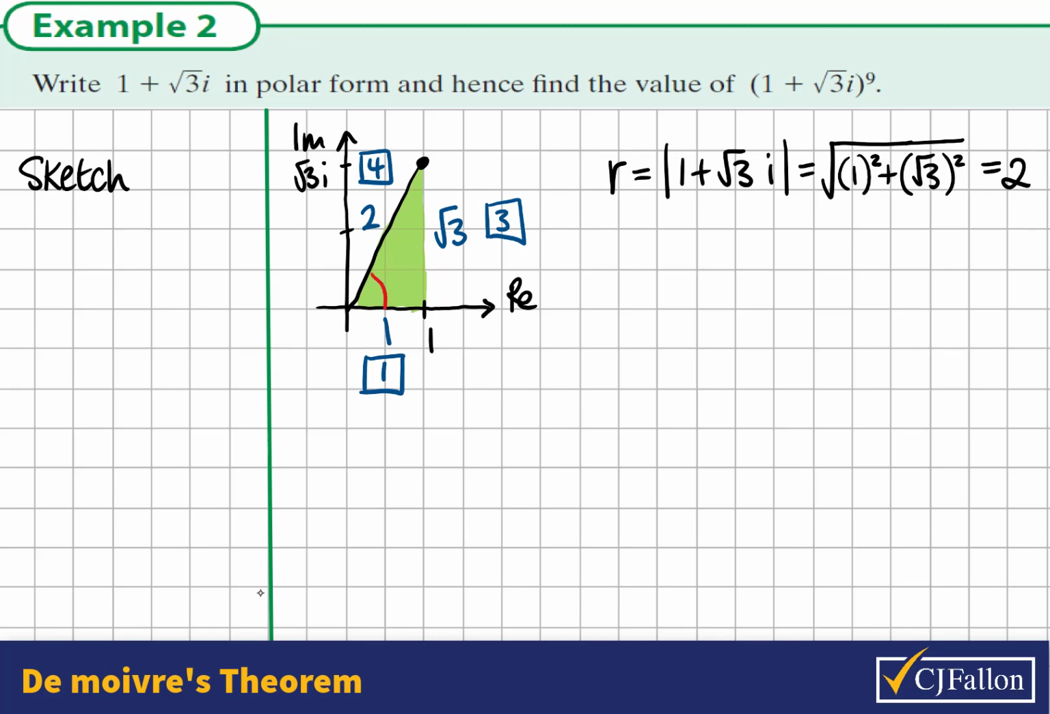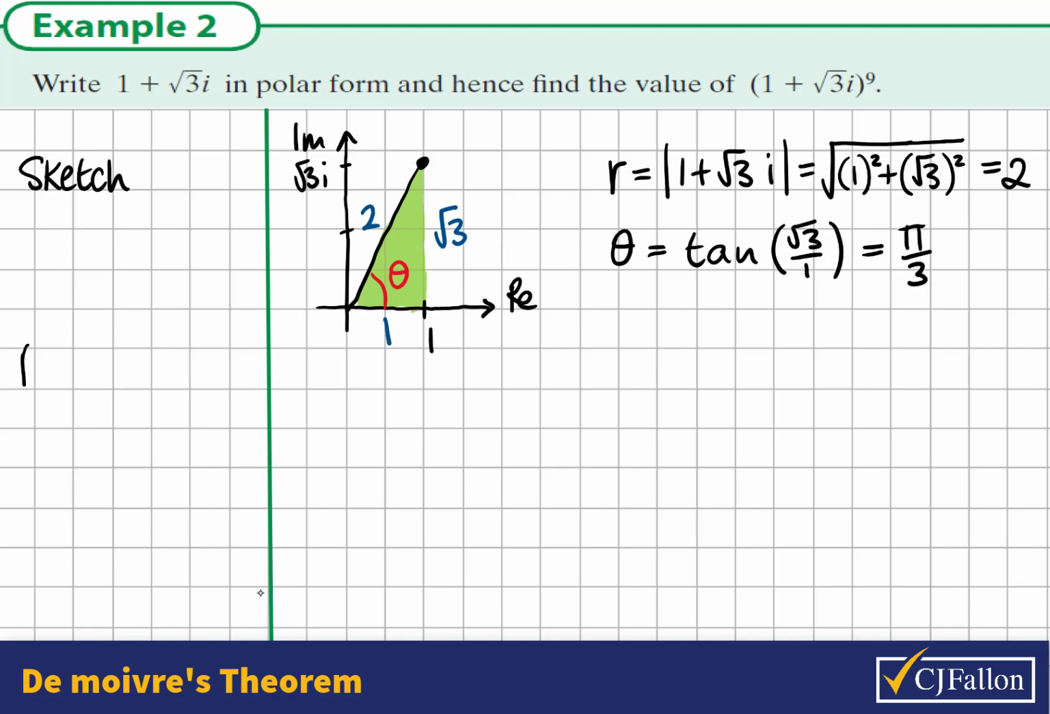Next, we need to work out the argument theta. This is the angle that the number makes with the positive sense of the real axis. We can see from the diagram that theta is equal to tan inverse of root 3 over 1. The tan inverse of root 3 over 1, or root 3, is pi over 3, or 60 degrees. Put your calculator in radians to get this answer.